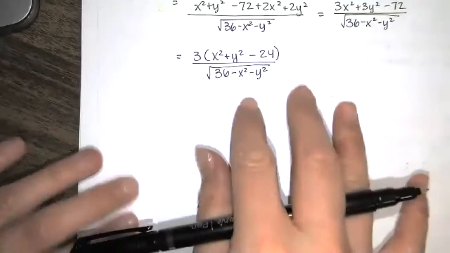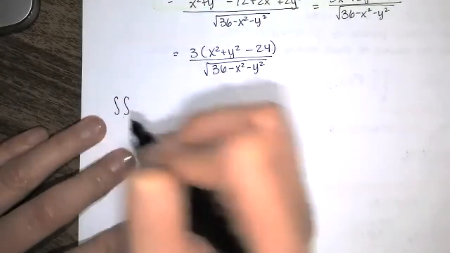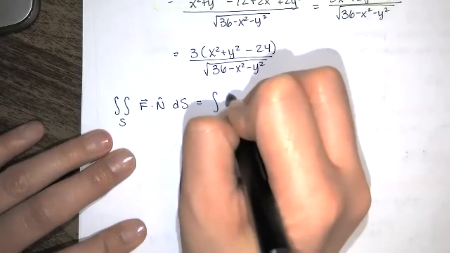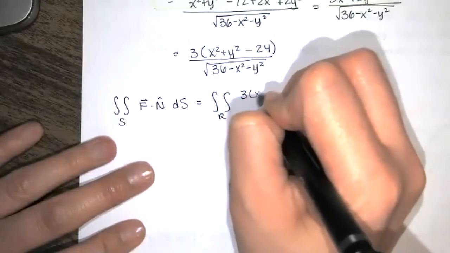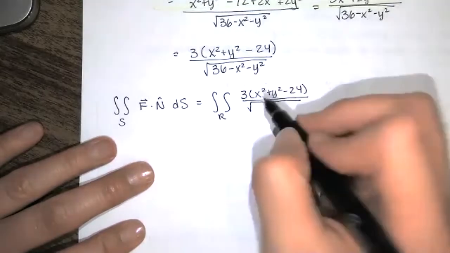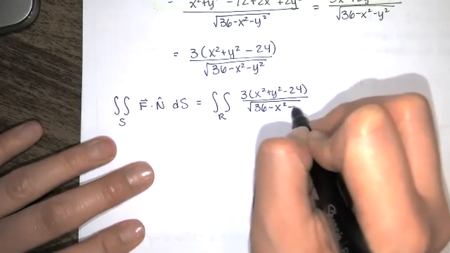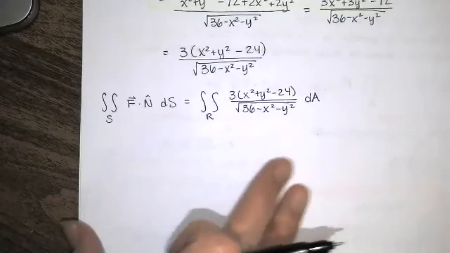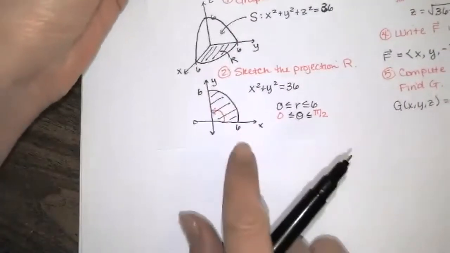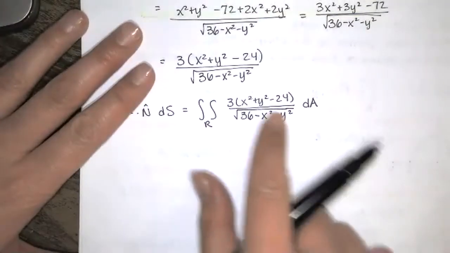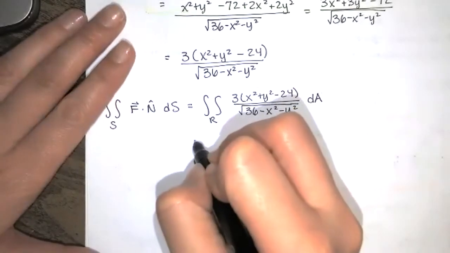All right, so that is my integrand, the double integral over S of F dot n dS is equal to the double integral over R of this function. Now our region R looks like this. R goes from 0 to 6, and theta goes from 0 to pi over 2. That worries me, because when R equals 6, we're dividing by 0. It's a bit of a problem.